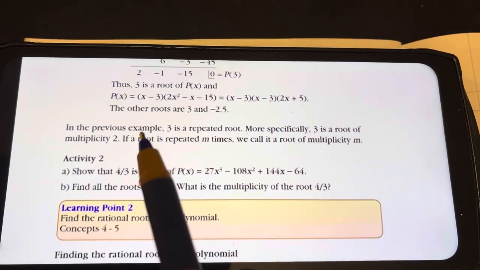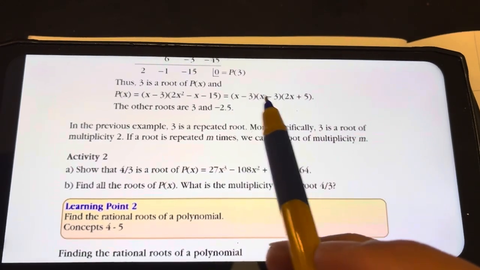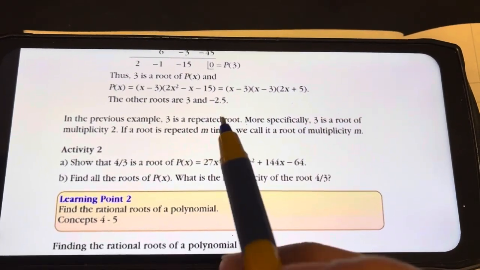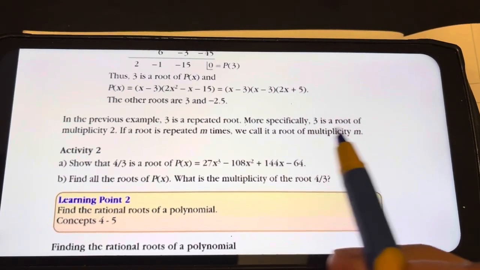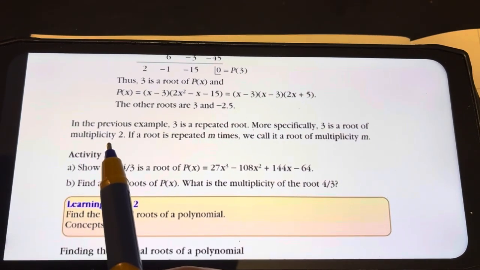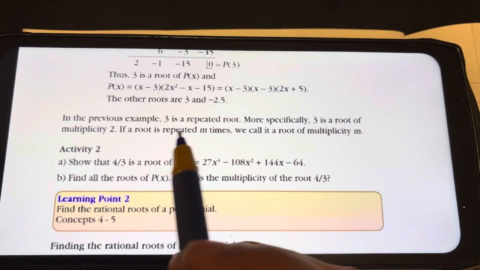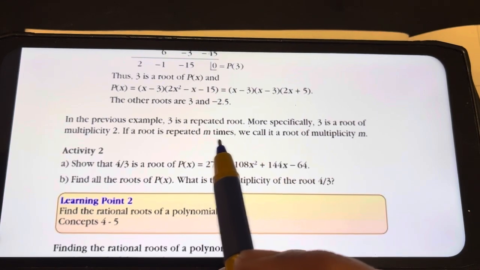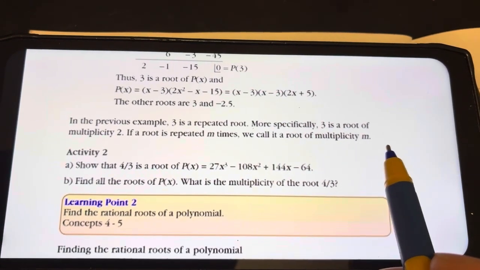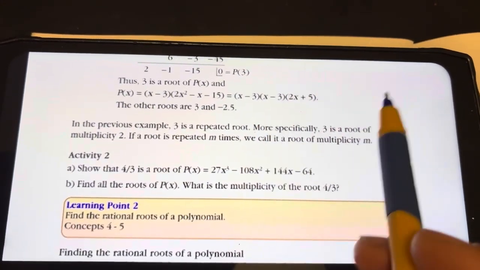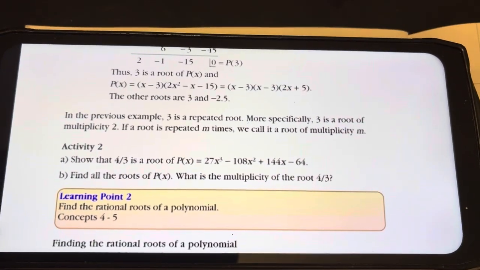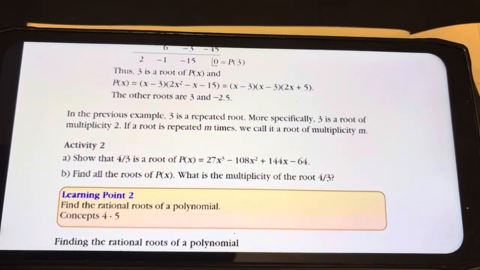Here he's just adding that in this example, you have x is equal to 3 as a repeated root. So he said that 3 is a root of multiplicity 2. So if the root is repeated m times, we call it a root of multiplicity m. It means this root is a solution and it is multiplied many times in the solution.